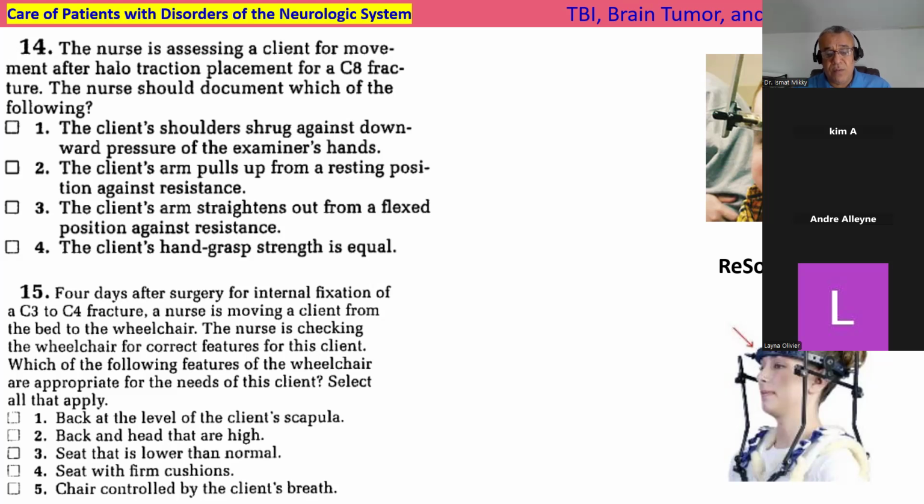So the correct motor function test for the C8 is a hand grasp check. So you have to assess for hand grasp and the patient's ability to do that. The motor function check for C4 to C5 is the shoulder shrug, which would be done for a C4 to C5 injury.